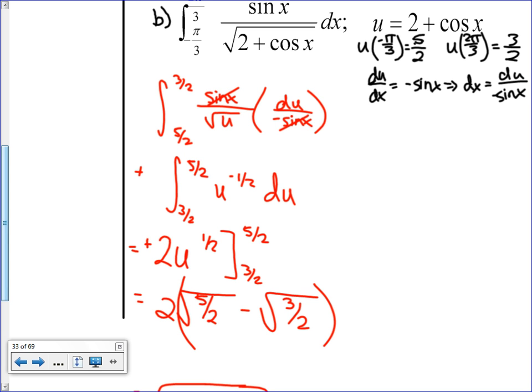Did you remember that the derivative of cosine is negative sine? Did you pull out the negative from sine and the negative from flipping the bounds and make it a positive? Did you remember to make u square root in a denominator, u to the negative 1/2, power rule, plug and chug, FTC, 5/2 first, then 3/2.